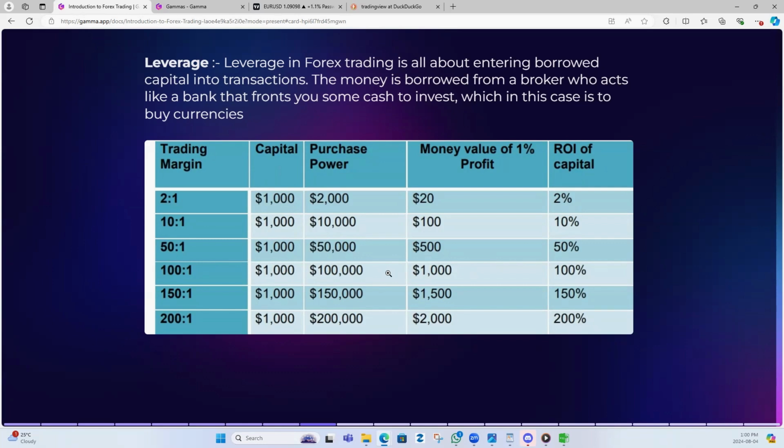If there is a 100 pip movement, you will make $1,000 by investing only $1,000 and controlling the high leverage purchasing power that the broker offers you, right? So there is a huge potential that you can make money out of it, but leverage works both ways. If the trade goes against you, you can also lose money as well.